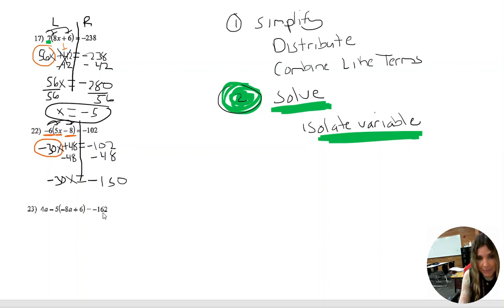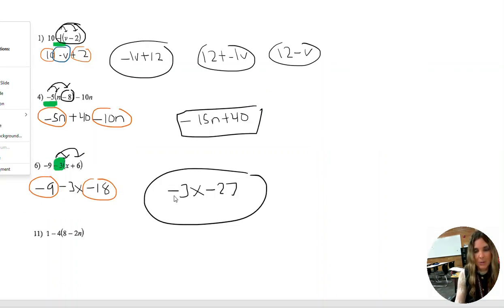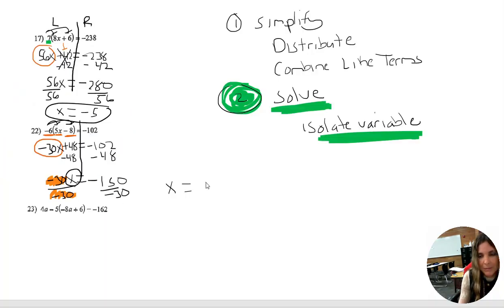And then from there, to get rid of that multiplication of negative 30, we're going to divide by a negative 30. And notice how I divide by a negative 30, right? This is a negative 30 times x, so I divide by a negative 30 because I want this to be a positive 1x. Okay, so x equals negative 150 divided by negative 30, which is 5. So x equals 5.